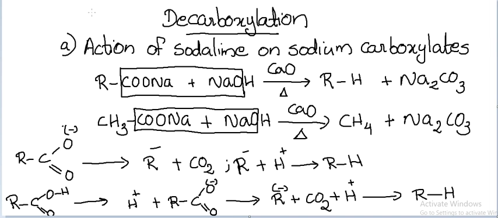When the sodium salt of an aliphatic saturated monocarboxylic acid is fused with soda lime, an alkane with one carbon atom less than the parent carboxylic acid is obtained. What do you mean by soda lime? Soda lime is a 3:1 mixture of sodium hydroxide and calcium oxide.